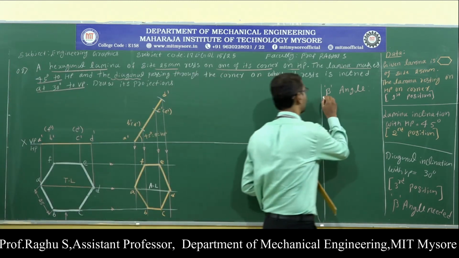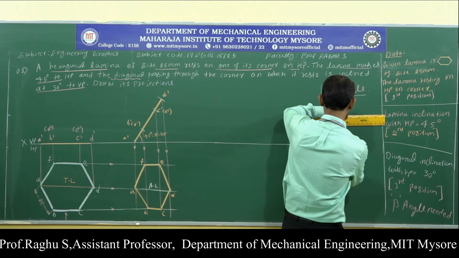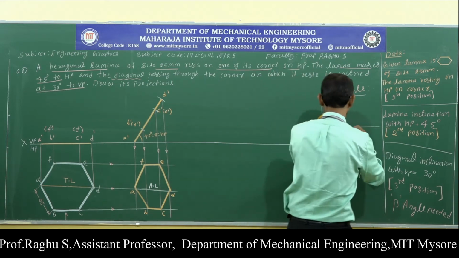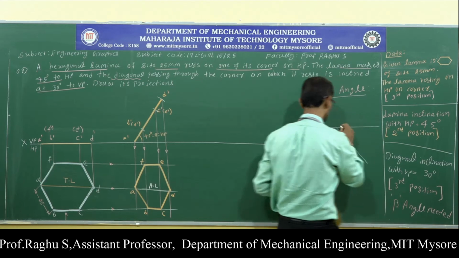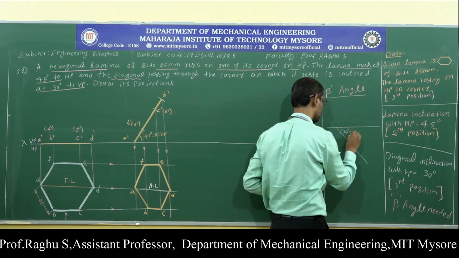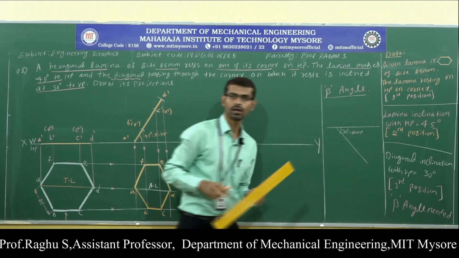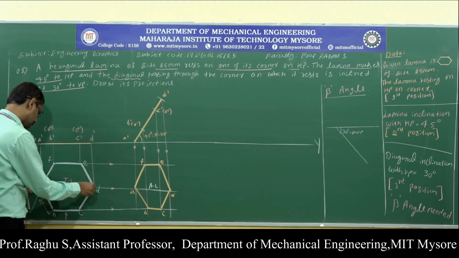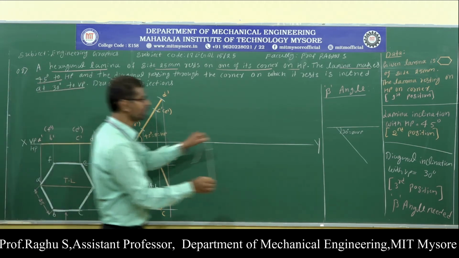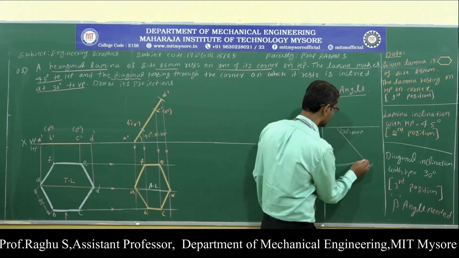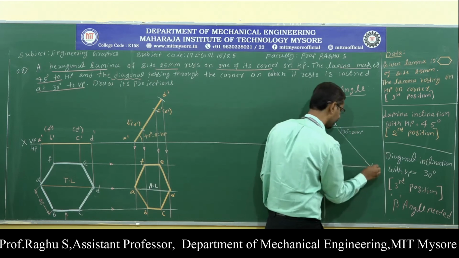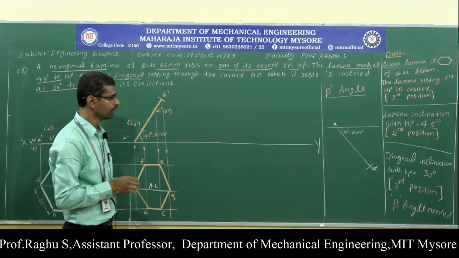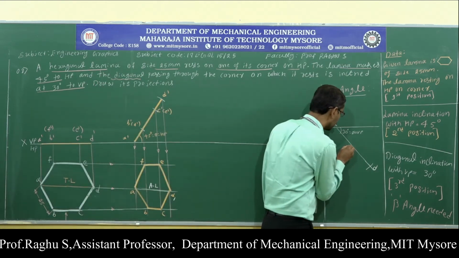So for the beta angle, just draw a horizontal line. Next, draw a 30 degree line with respect to VP, angle phi. Next, measure the true length, and from this point cut an arc and extend. This is A and D. Let it be AD1, for my reference. Now, this is the true length.